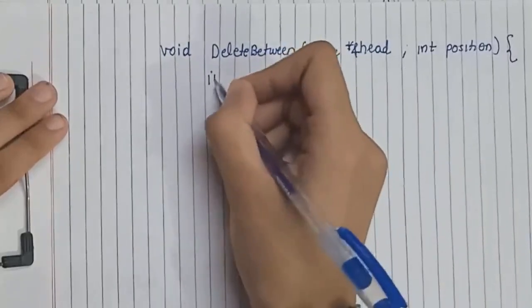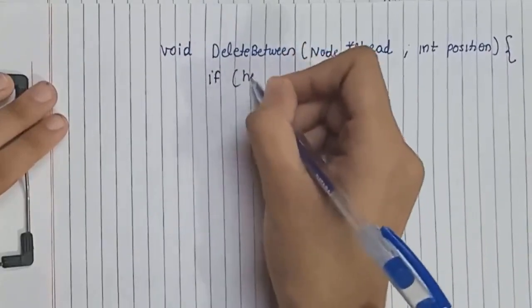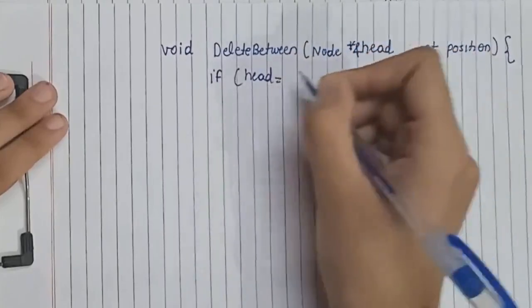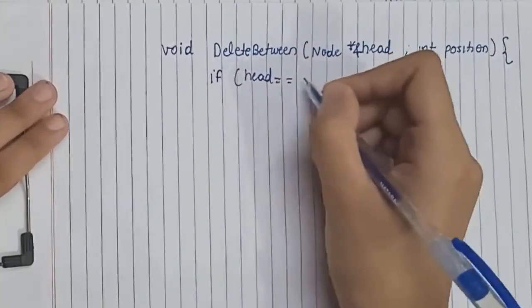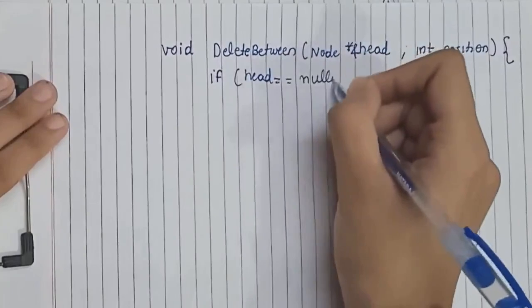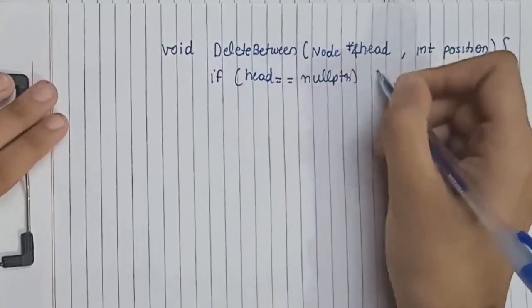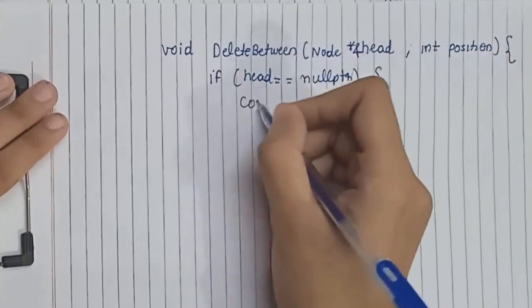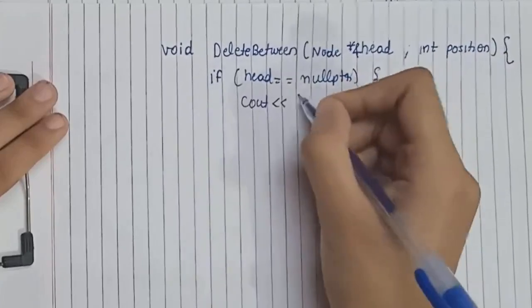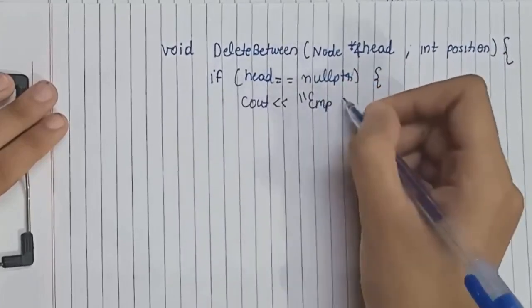Now first I will add the same condition which I have written in the delete function: if head is a null pointer, then it means that you have an empty linked list.